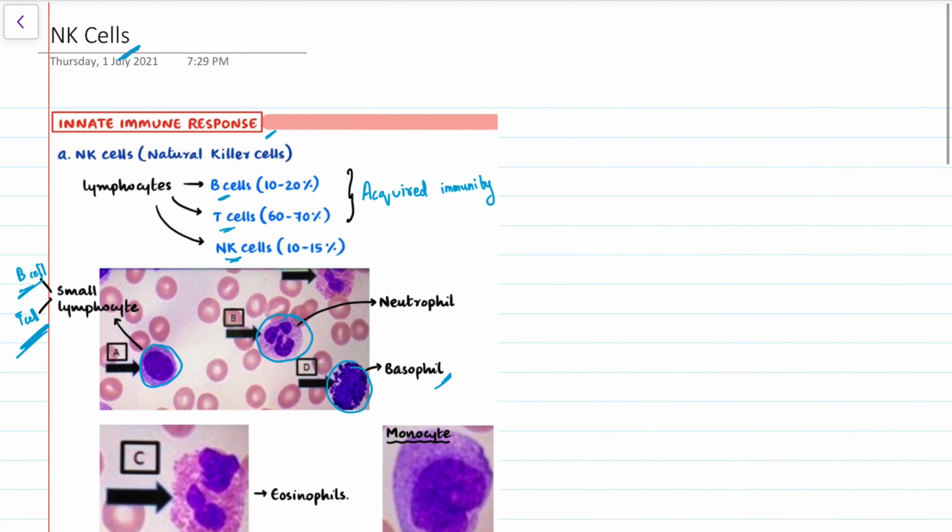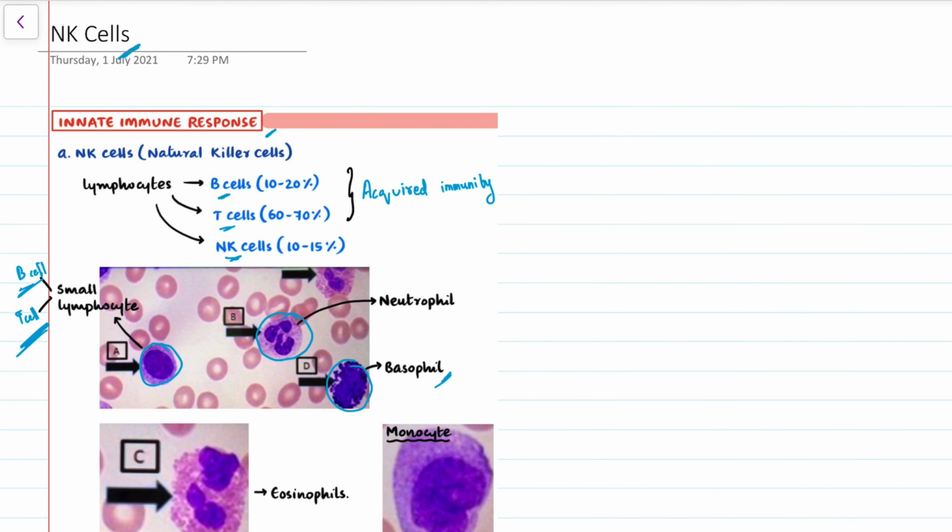So this is a brief about the innate immune responses and about the NK cells.